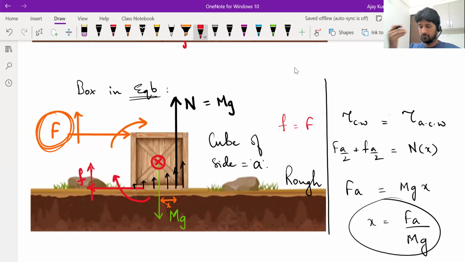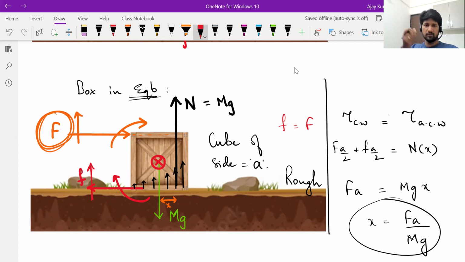Now, if the force we are applying is increasing and friction is increasing, the clockwise torque is increasing. Then for the box to be in equilibrium, anti-clockwise torque should increase. Who can do that? Normal force is the only force which can do that. But normal's magnitude cannot change. Normal has to balance mg. The only thing that can change is the line of action of normal force.